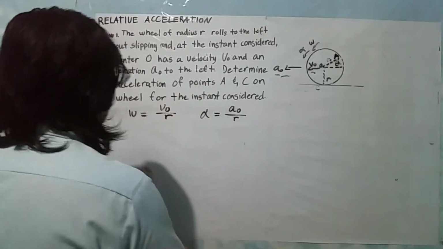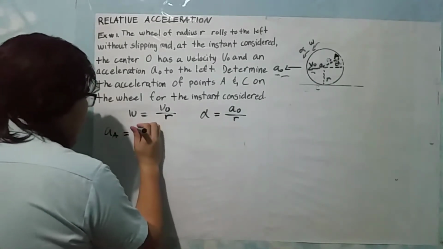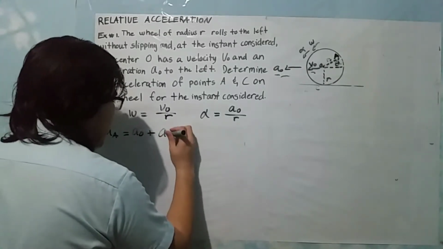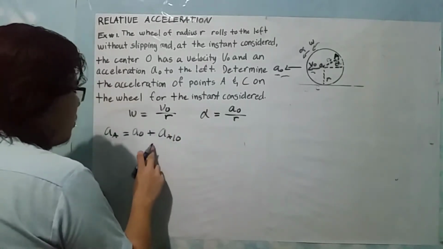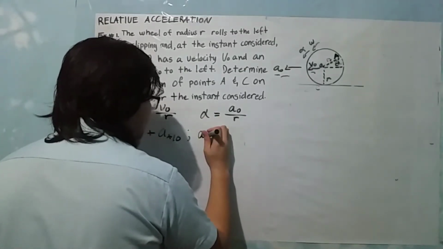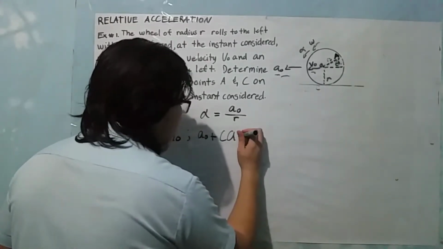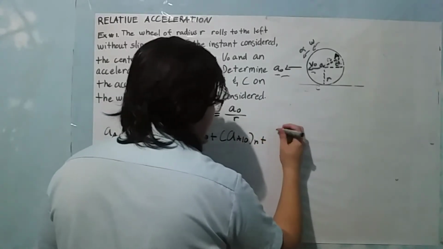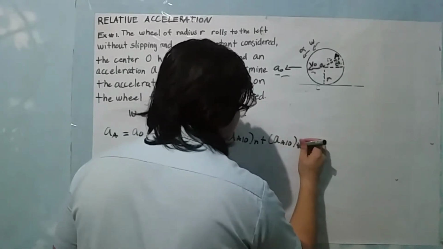Now, we are first going to solve for point A. So, the acceleration for point A is equal to a sub 0 plus acceleration of A and O. This will equal a sub 0 plus acceleration of A and O normal plus acceleration of A and O tangential.